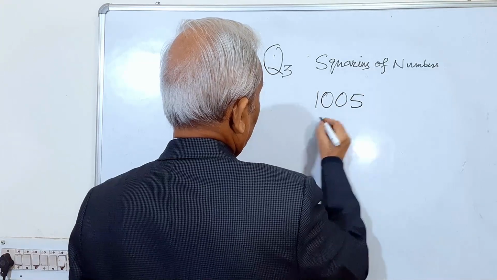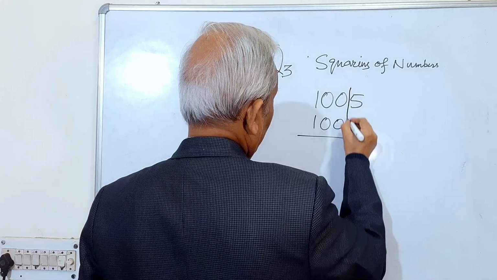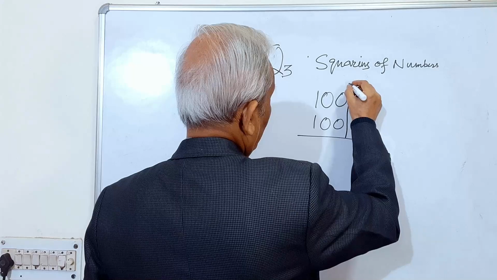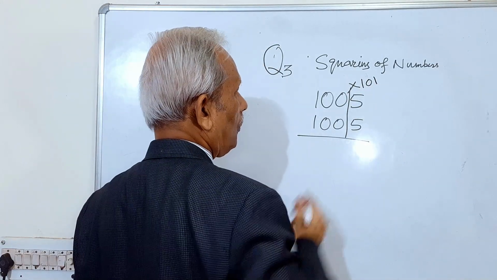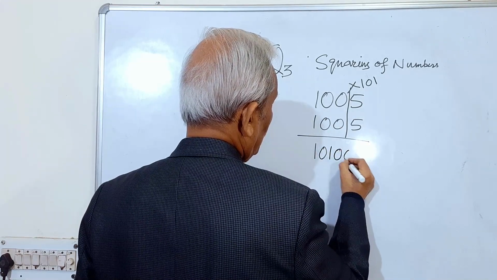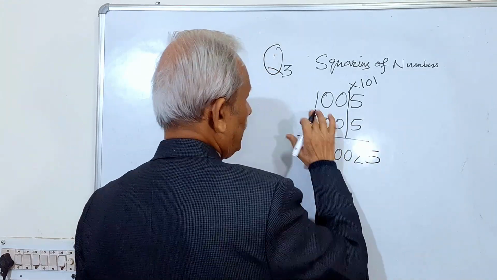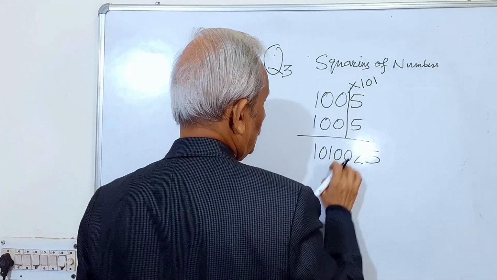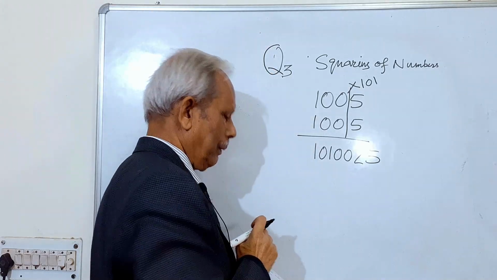1005 square. Here again, take 100 as the tens place and 5 in the ones place. 100 into 101, how much? 101 and 2 zeros. And 5 into 5, 25. I hope you have followed it. When you multiply 100 into 101, it is 101 with 2 zeros, and then 5 into 5, 25. So 10100025 is the answer.